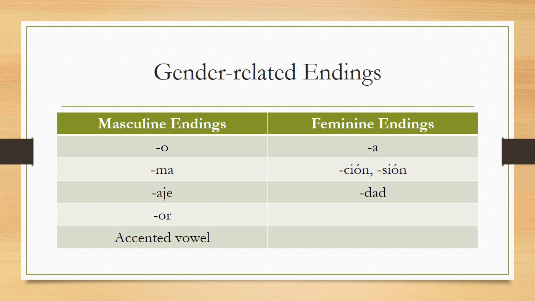If it ends in dad, then it's going to be feminine, like universidad. And if it ends in itis, which isn't a lot of nouns, but just like in English we have itis, bronchitis and conjunctivitis. Well, it's the same thing. So those are all feminine.